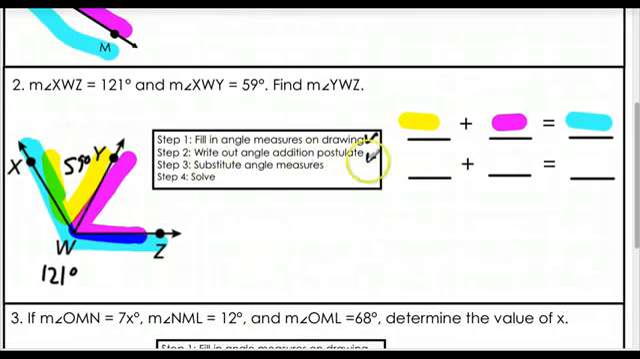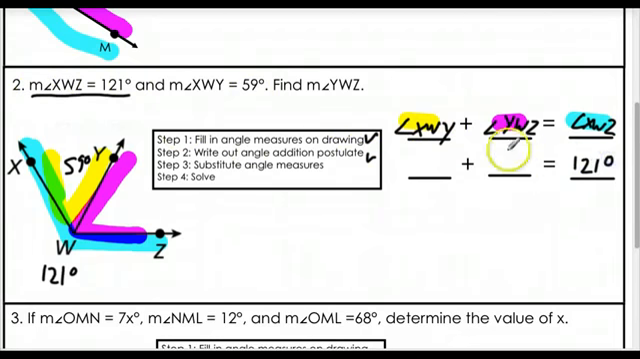So we know the two smaller angles, which are the yellow one, XWY, plus angle YWZ, is equal to the bigger angle, which is angle XWZ. From here we substitute the values in. We know angle XWZ is 121, that goes over here. We know angle XWY is 59 degrees, which is over here. And what we're trying to find is this, so we don't know anything about it.